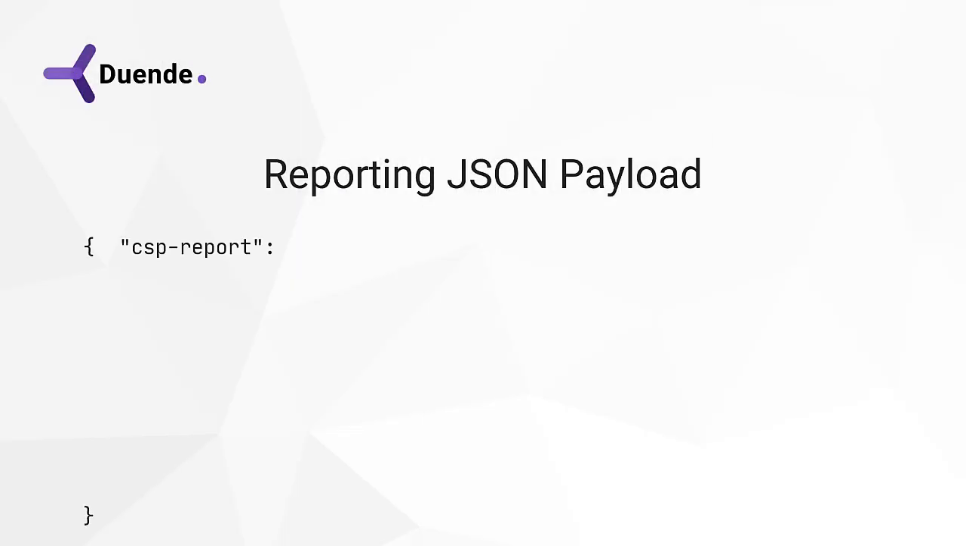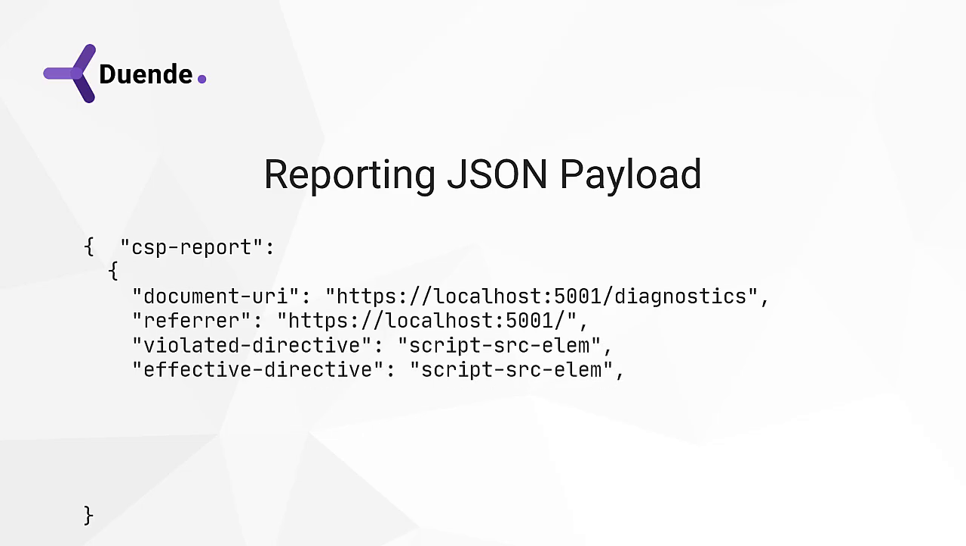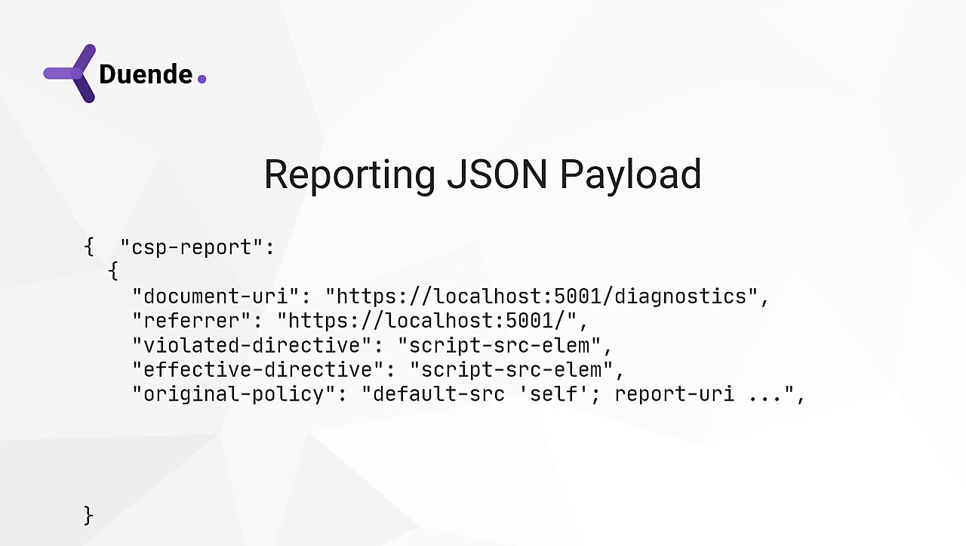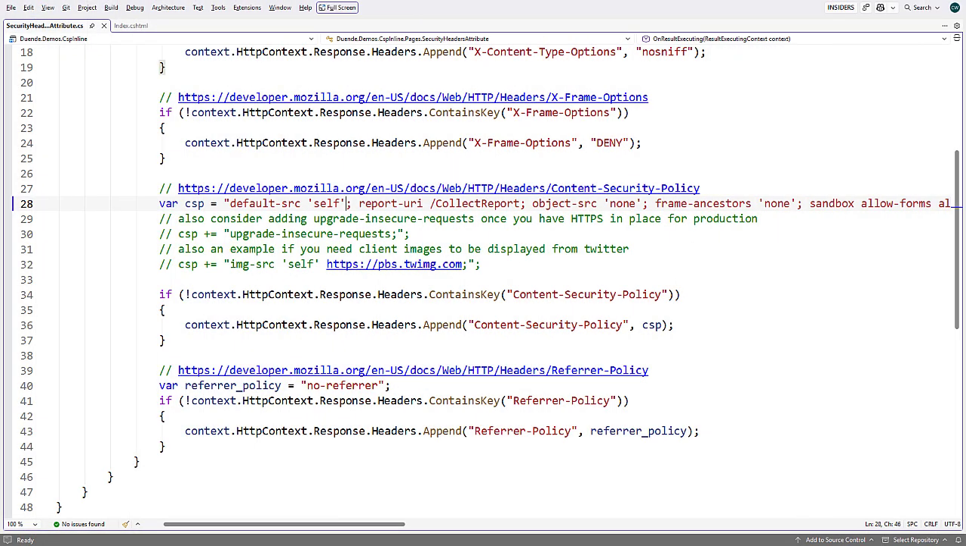Let's inspect the payload. We get detailed information about the violation: where it happened, which directive was violated, the original full policy, and where it happened, including the line number. But wait, there's also a script-sample entry in the JSON structure, and it's empty. This field can contain part of the violating content, but is not filled by default. We have to enable this feature.